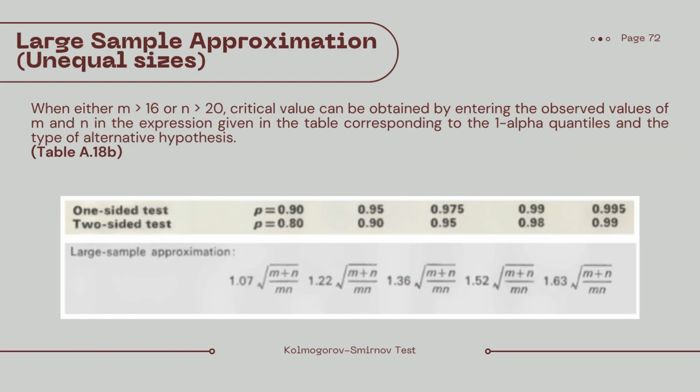For the case of unequal sizes, when either m is greater than 16 or n is greater than 20, critical value can be obtained by entering the observed values of m and n in the expression given in the table corresponding to the 1 minus alpha quantiles and the type of alternative hypothesis. The table for this would be table 8.18b. So same with the procedure in the previous case, just look at the appropriate expression and compute for the critical value. Note that we will be rejecting H0 if our computed test statistic exceeds the computed critical value.